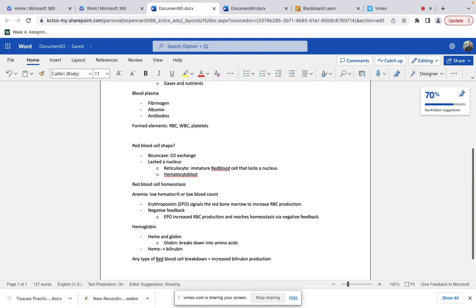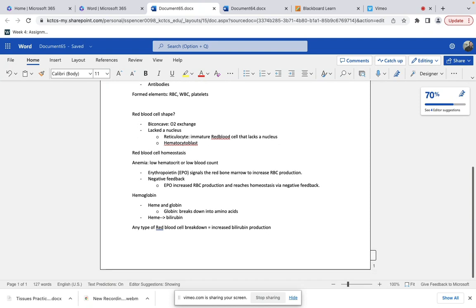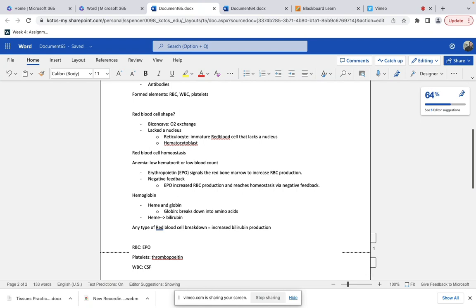We talked about the different hormones that were responsible for increasing the different formed elements. So for red blood cell production, we talked about EPO, erythropoietin. Do you guys remember how platelets increase? This is thrombopoietin. And what about white blood cells? Colony stimulating factor, absolutely. So white blood cells will increase by colony stimulating factor.